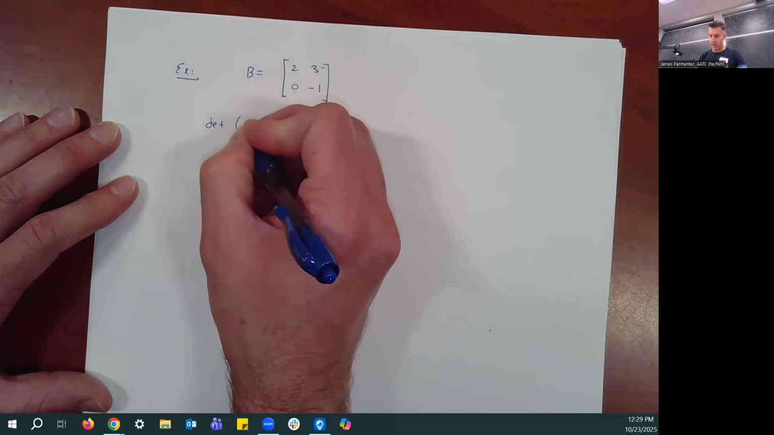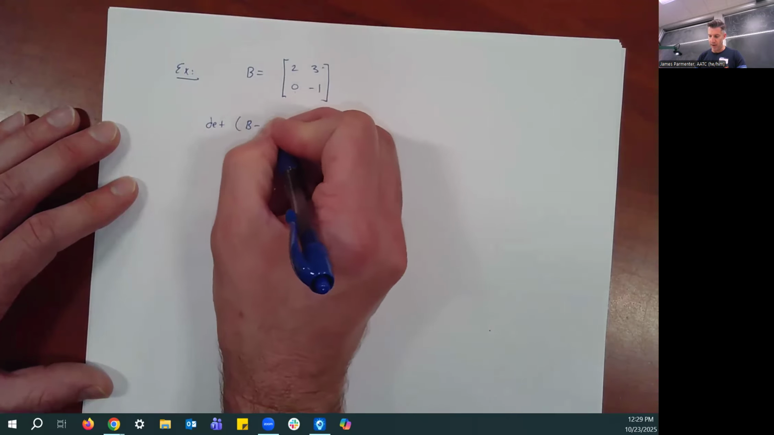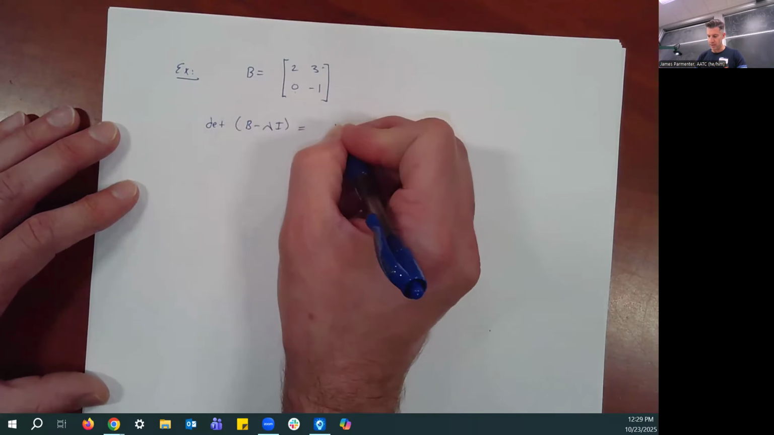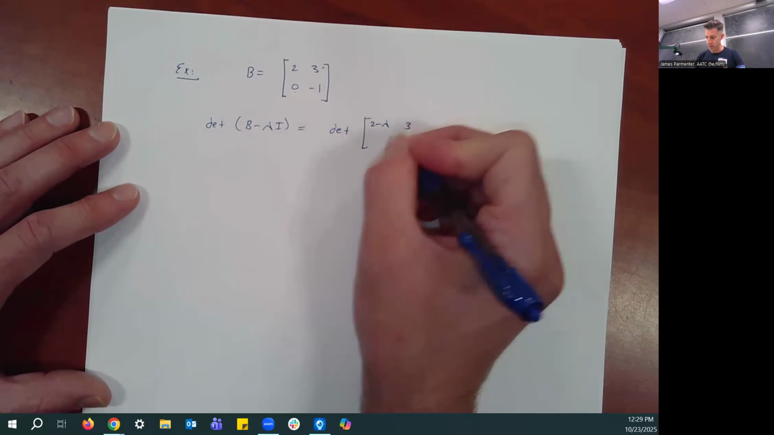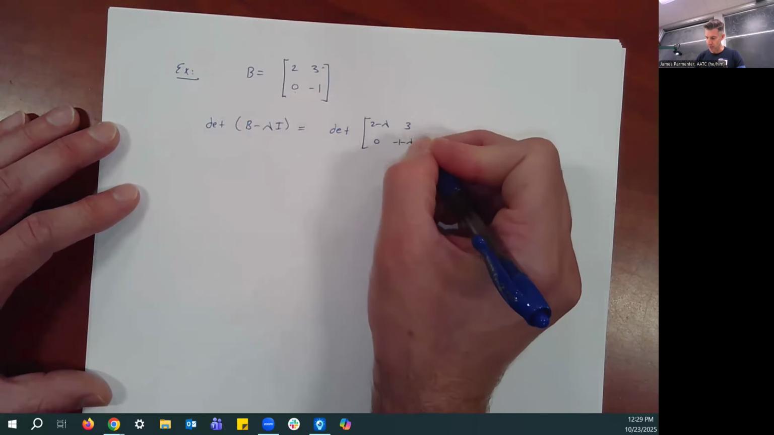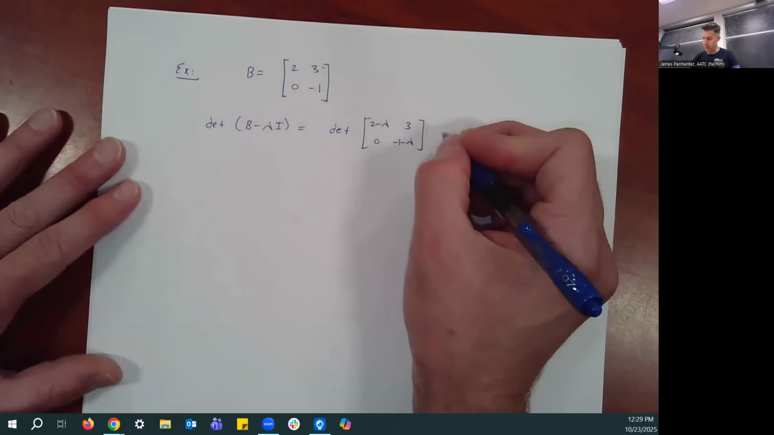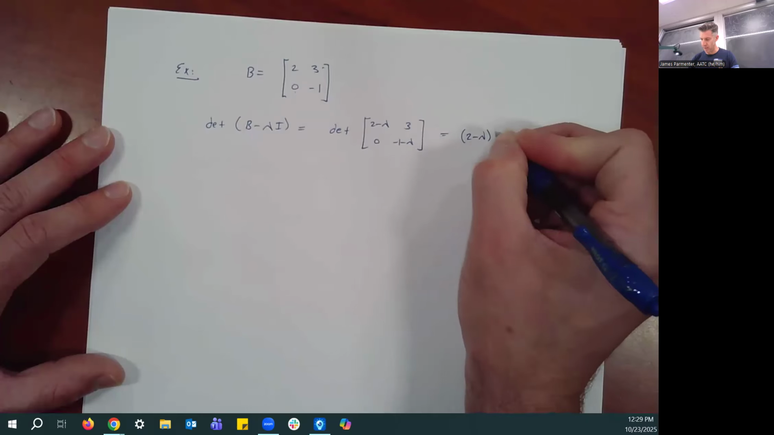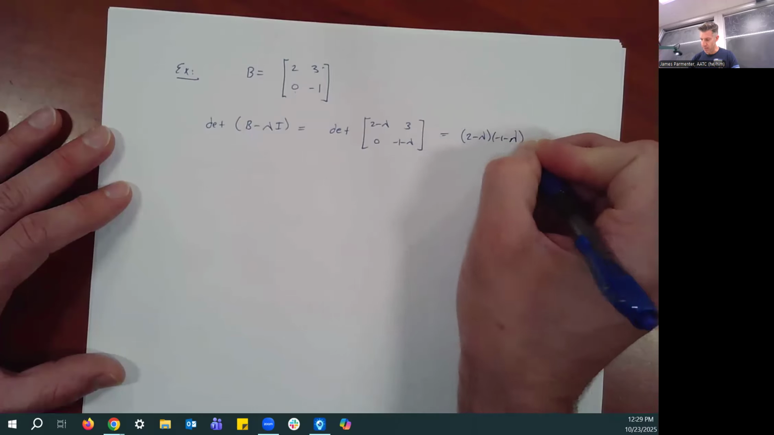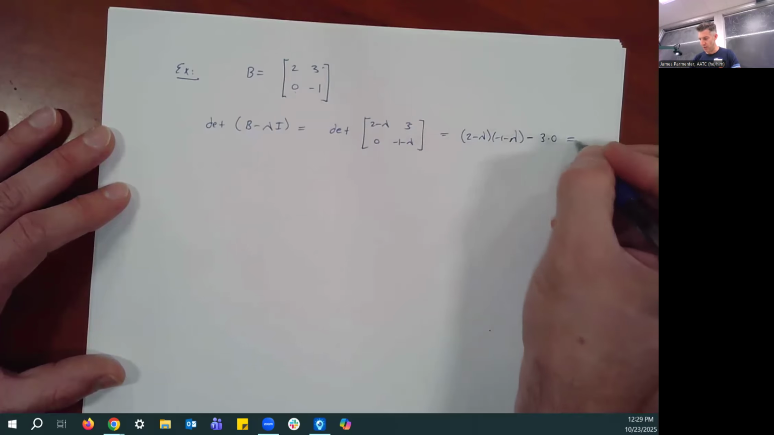Here's the work I would actually want to show. The determinant of B minus lambda I, I'm just going to jump straight to saying it's the determinant of 2 minus lambda, 3, 0, -1 minus lambda. We just automatically subtract lambda from the diagonal spots. And then we do the usual thing. We multiply those together. So we get 2 minus lambda times -1 minus lambda minus 3 times 0. We want that to be equal to 0.